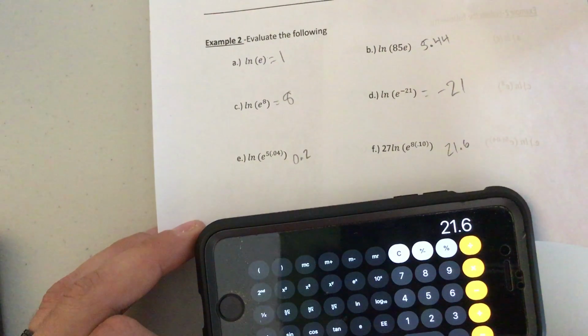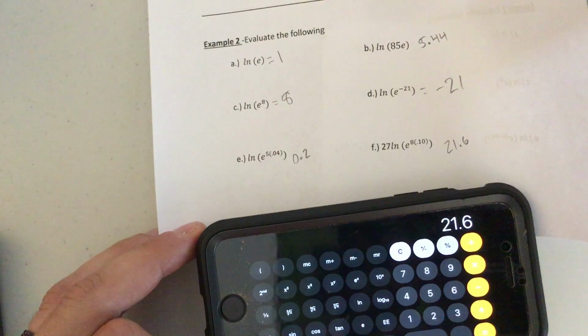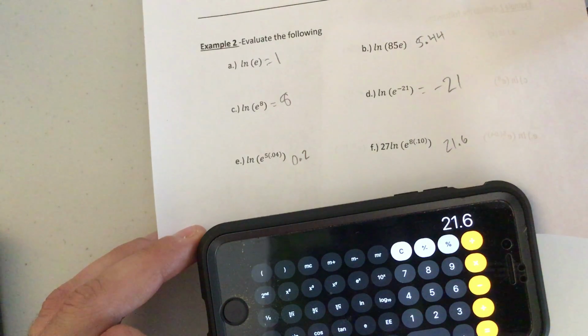Super calculator heavy section, folks, but we need this if we're going to move forward with our continuously compounded interest formulas. So rewatch it, send me messages, let me know.